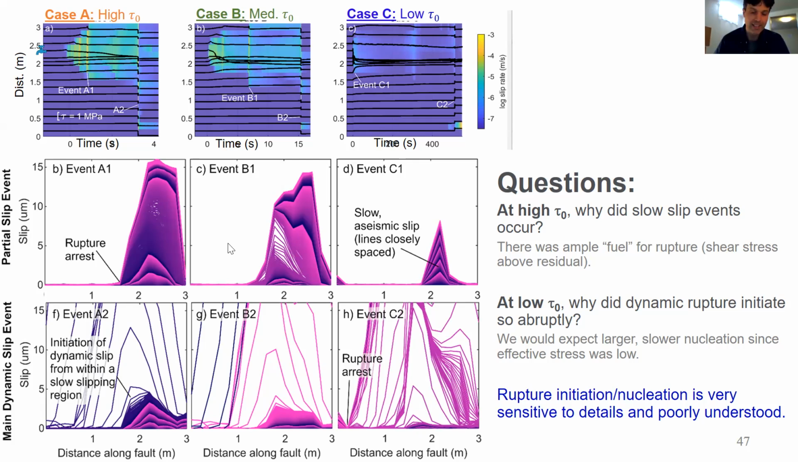And I think the takeaway message here is that this rupture initiation process, the dynamic rupture initiation process, is very complicated, and it's very sensitive to small details in the fault, in the faulting environment. I've been studying it for a long time, and there's still confusing aspects.